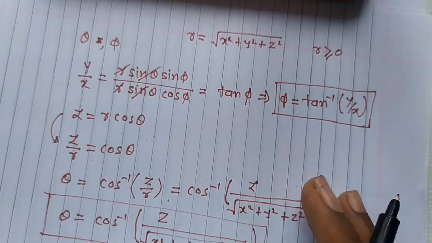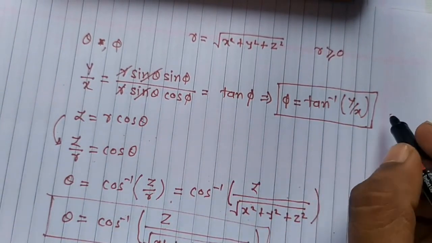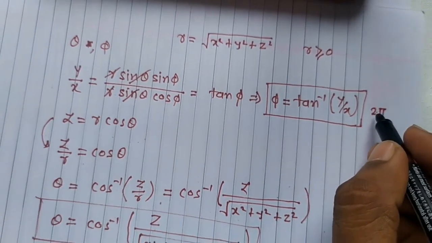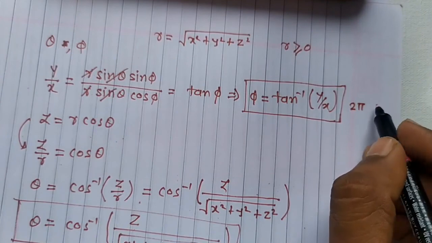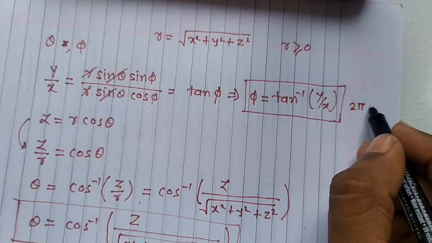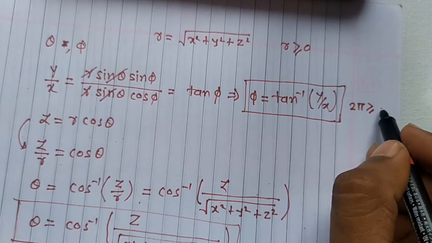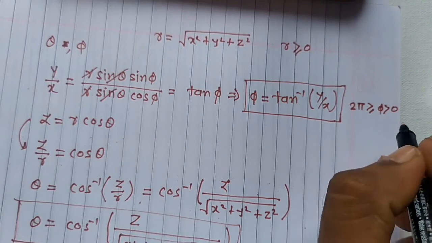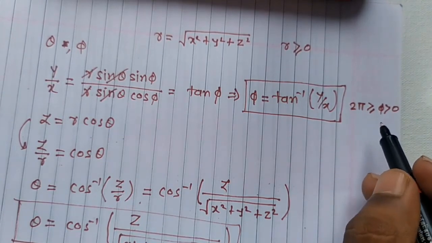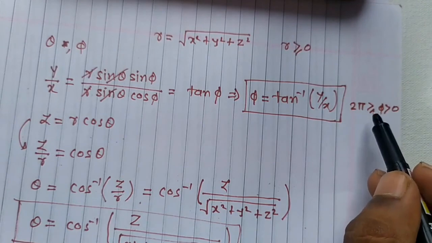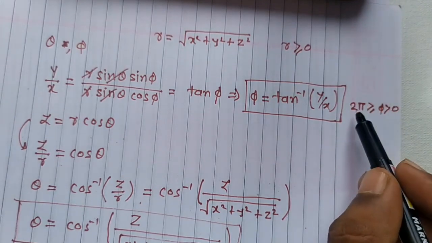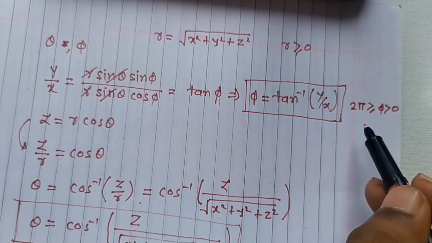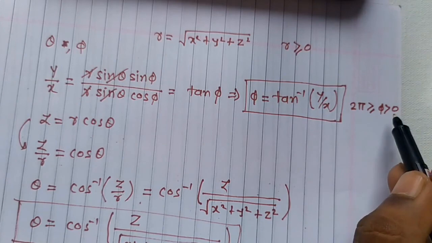Phi was the angle made with the x-axis, so 2 pi will be the highest value, and it will be greater than 0. I'm not putting an equal to sign here. The reason behind that is phi is ranging from 0 to 2 pi, and 2 pi and 0 are nothing but the same. So in this interval I will include only one value, that is 2 pi I have included, so I don't need to include 0.